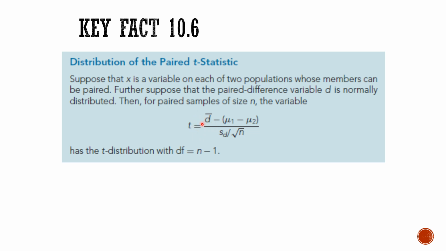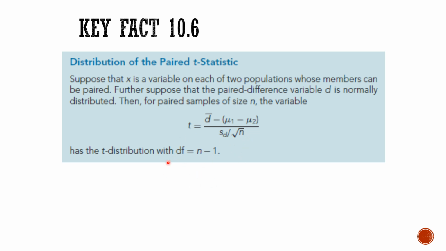All right, so d bar, that's the mean difference, d bar minus mu sub 1 minus mu sub 2, divided by s sub d divided by square root over n. S sub d is the standard deviation of all the differences that we recorded in the last column of our table. So we have to calculate the standard deviation of those differences as well. Not only the mean, but also the standard deviation, and then divide that by square root over n.